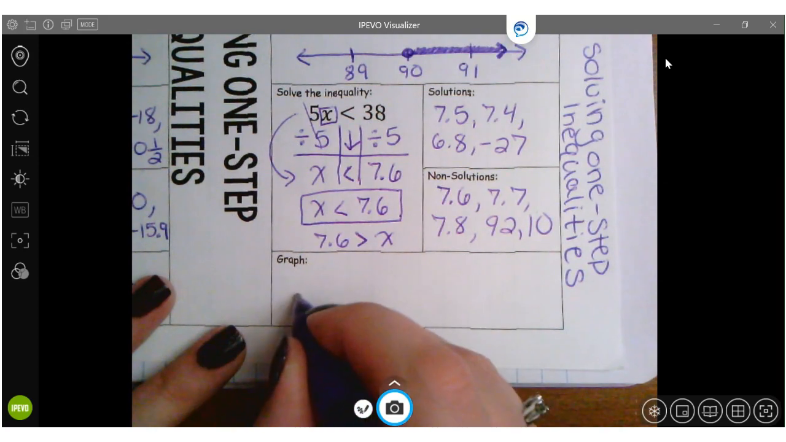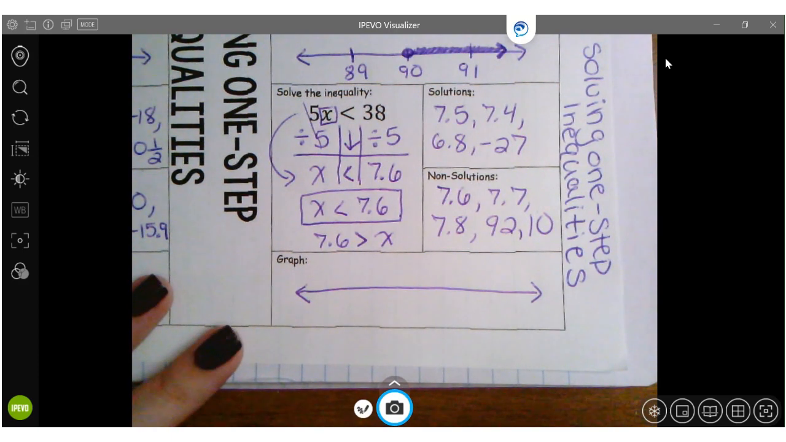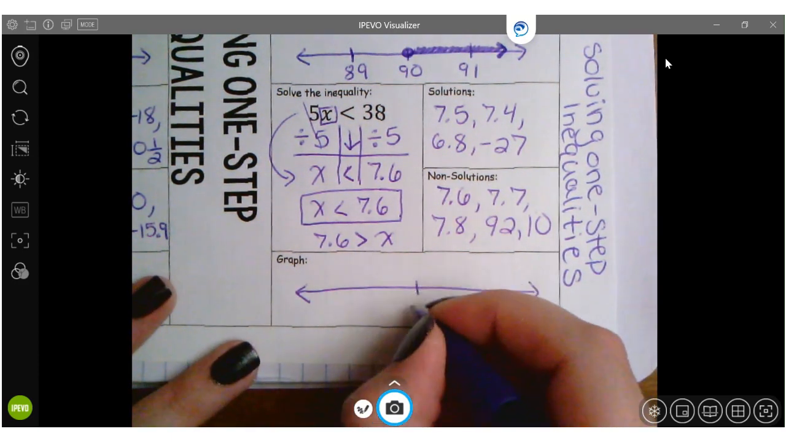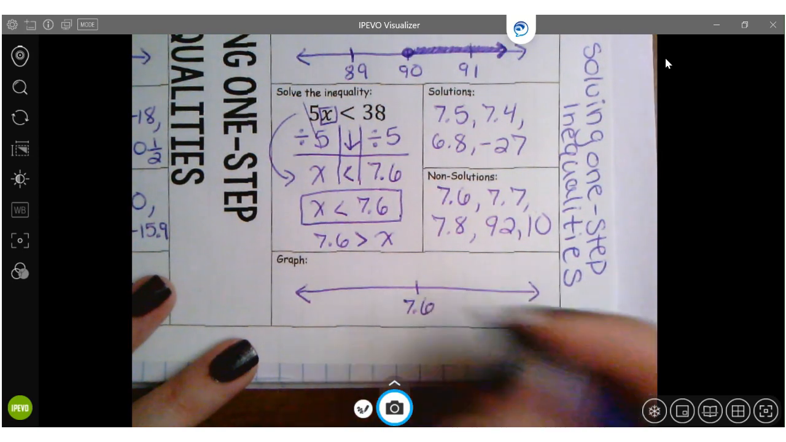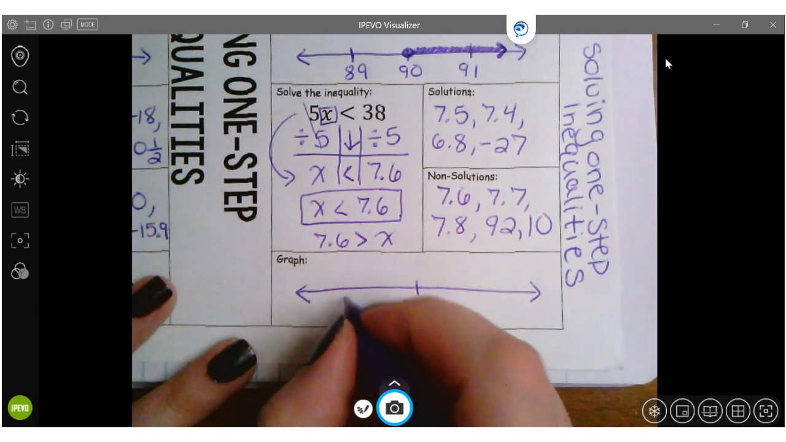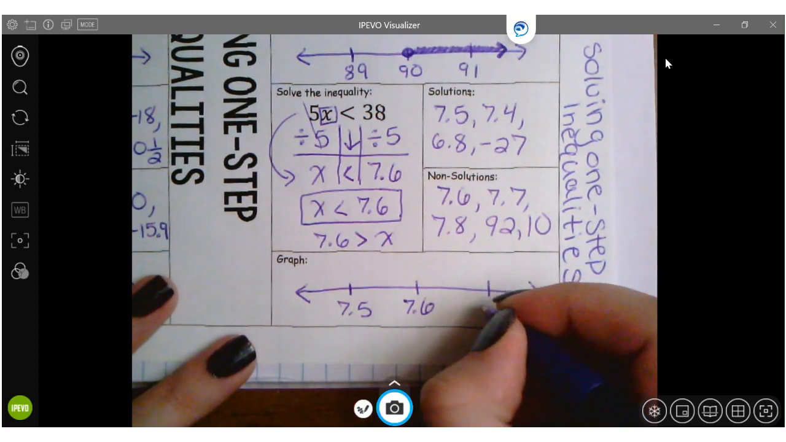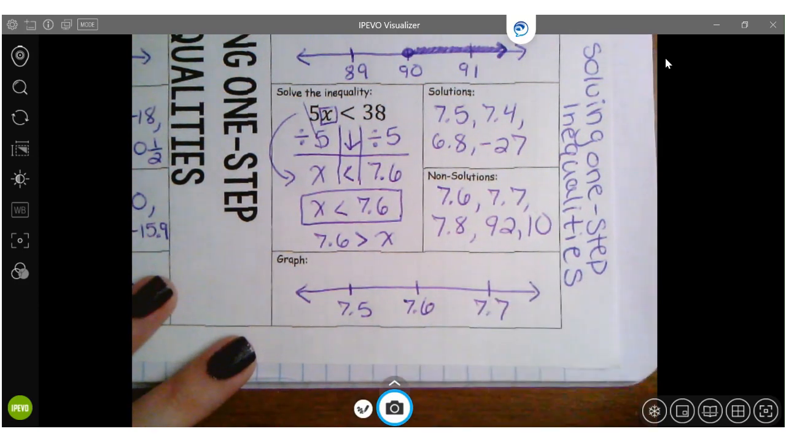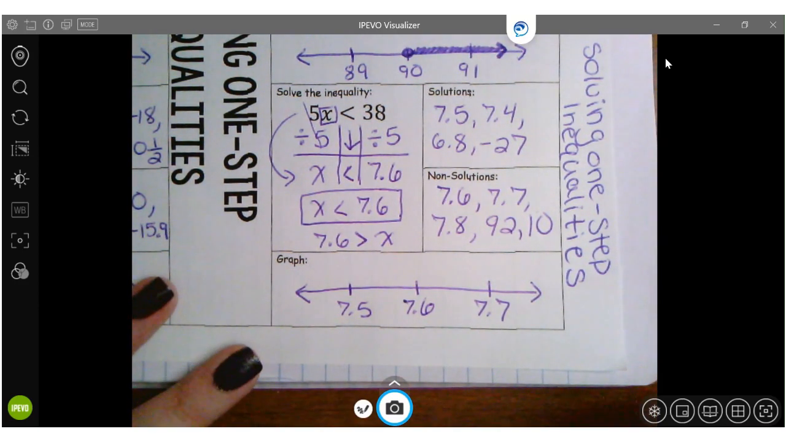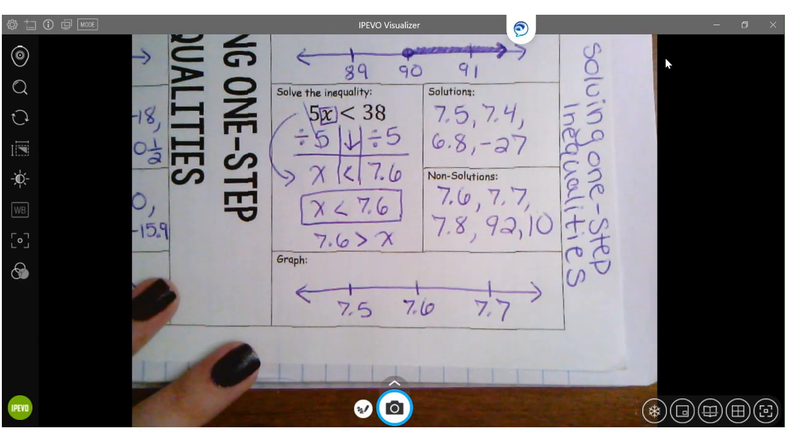When you graph this, it's kind of up to you exactly how you want to space out your values. To keep things simple, I'm just going to put 7.6 in the middle. Normally you have integers on your number line. It's okay. I'm going to graph it with decimals because my answer was a decimal. I'm going to go 1/10 to the left, so this would be 7.5, and 1/10 to the right would be 7.7. It's almost like I'm treating this like a ruler or a yardstick, where the tenths of a centimeter would be a millimeter, something like that.